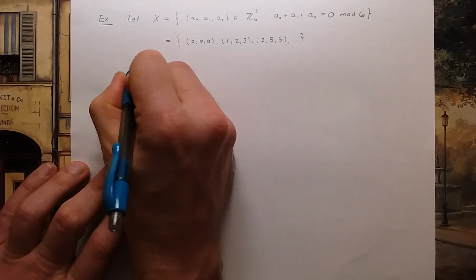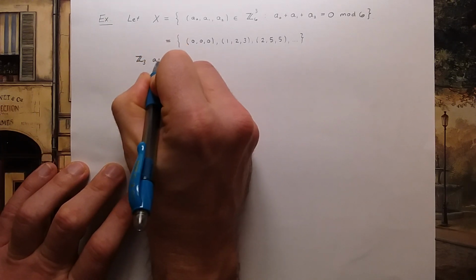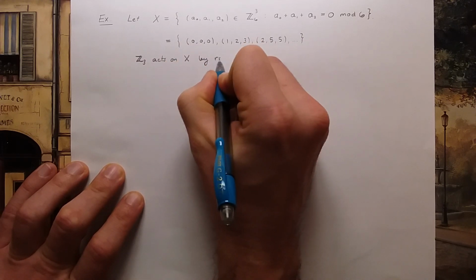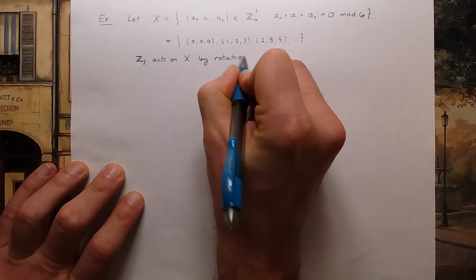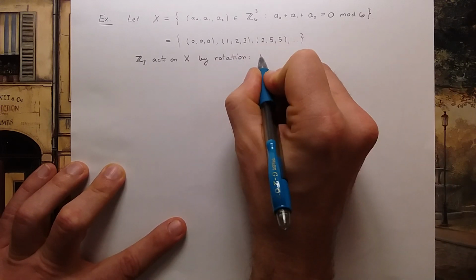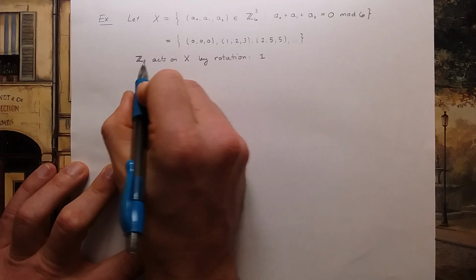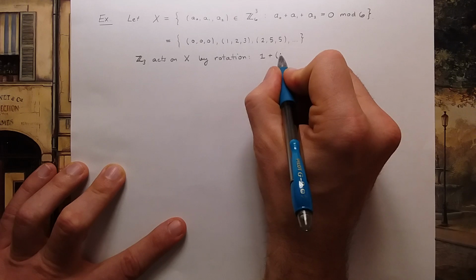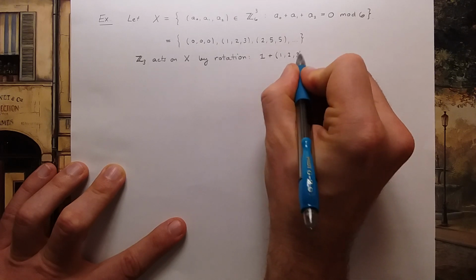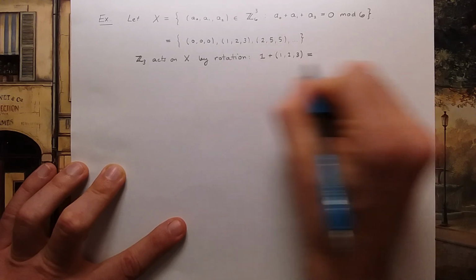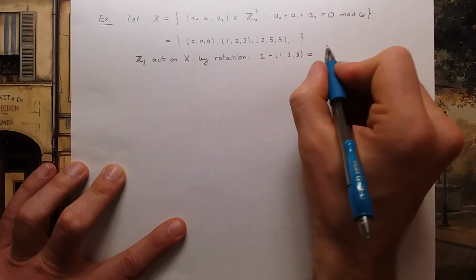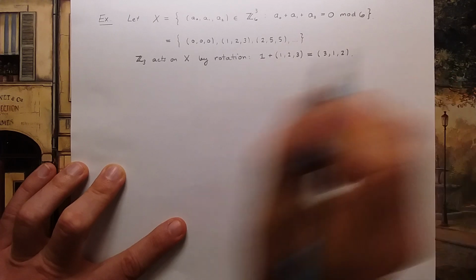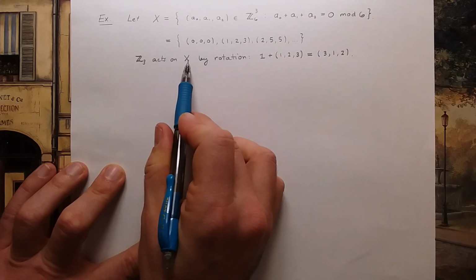And I'm going to notice that Z3 acts on X by rotation. In other words, if I take a generator for Z3, 1, and I operate on 1, 2, 3, then I'm going to cyclically shift everything to the right and get the element 3, 1, 2. So Z3 acts on X by rotation.